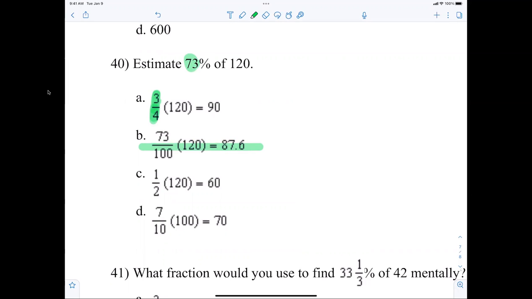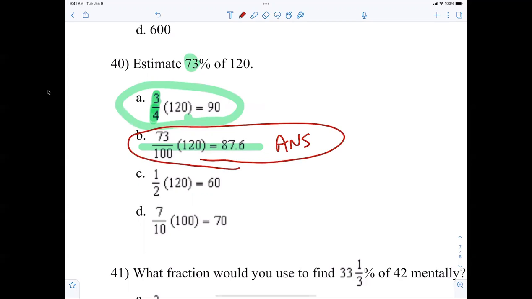All right. Is everybody okay with that? All right, that's a good problem. A, I think. B would be the answer, meaning it would be the numerical answer. I should have said that, right? But it's not asking for the numerical answer. It's asking for the what? Estimate. So 73% we want to change to 3/4 because it's close to 75%.